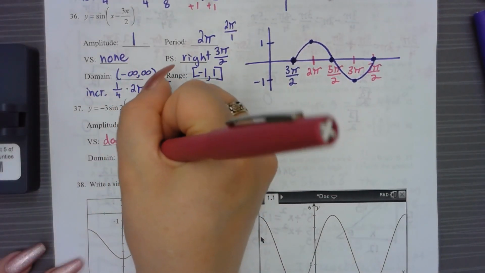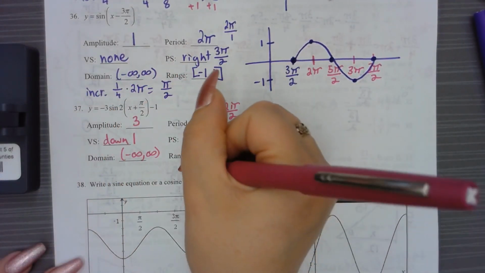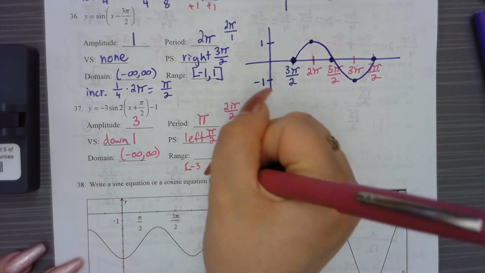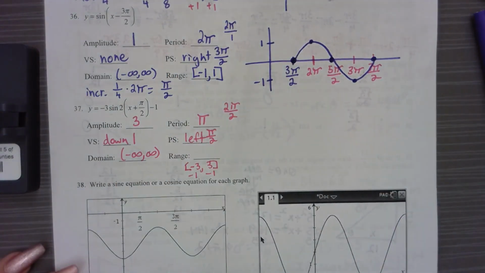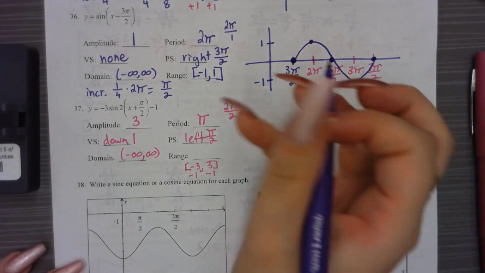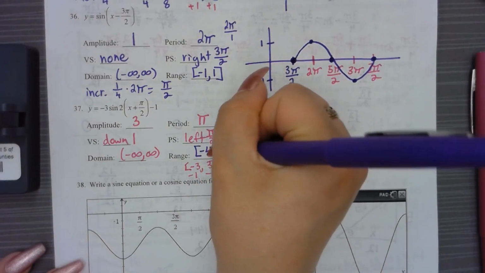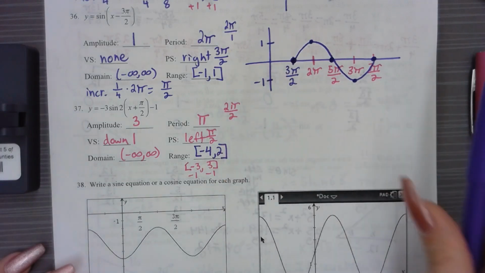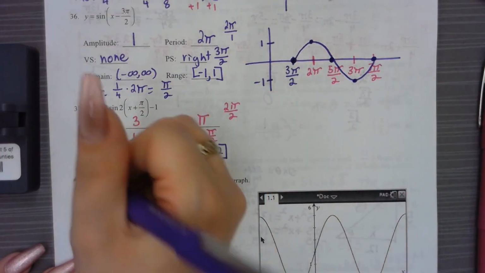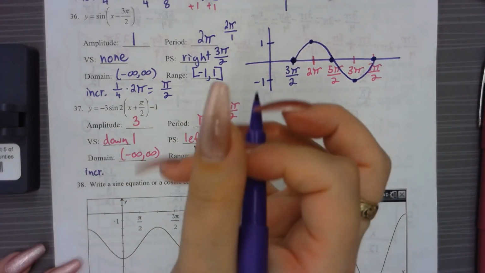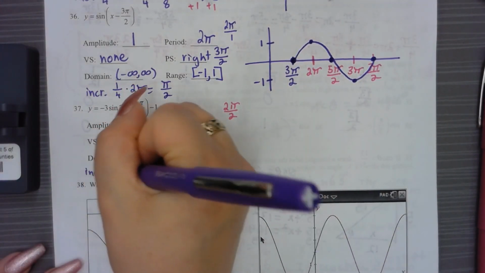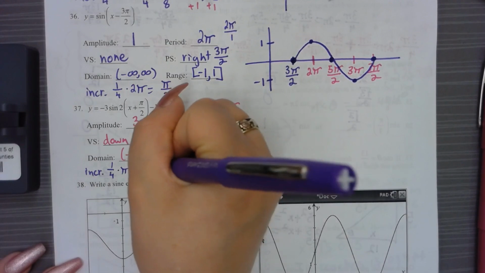The domain is still negative infinity to infinity. Again, our range would normally be the negative amplitude to the positive amplitude, but again, I'm shifting down 1. So I need to subtract 1 from both of those in order to get that my range is actually -4 to 2. And again, to find my increments, I'm going to do 1/4 times pi, so my increments are in pi over 4s.